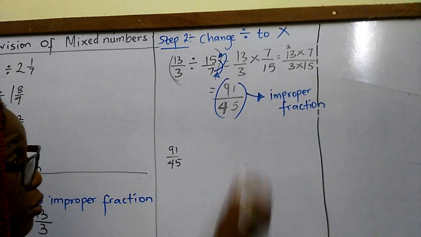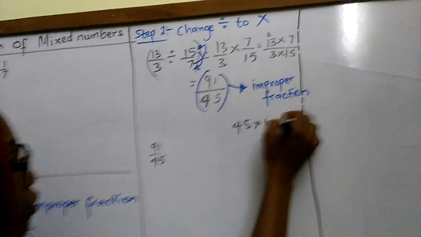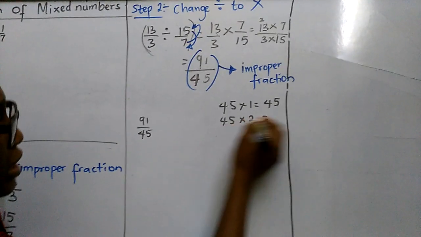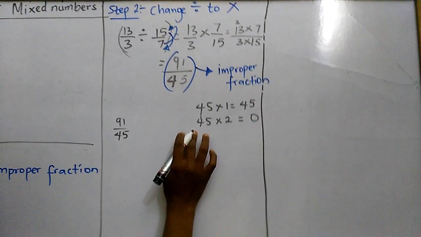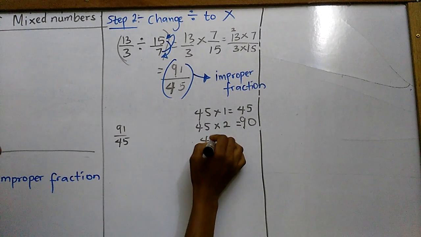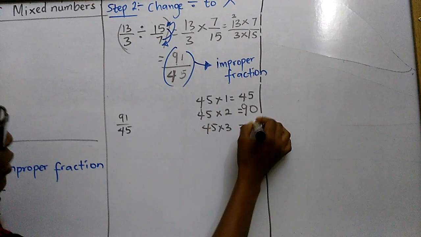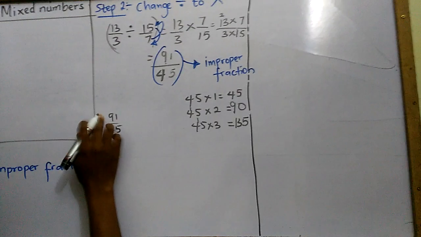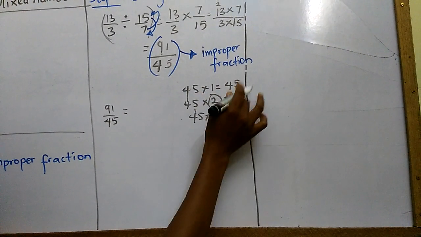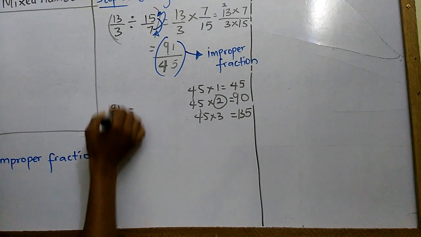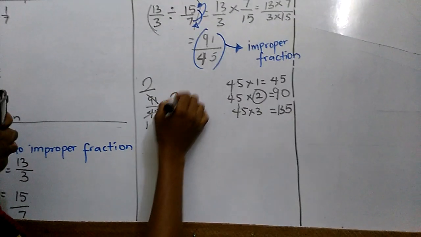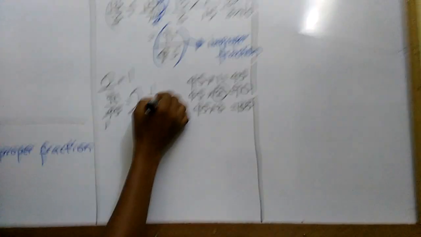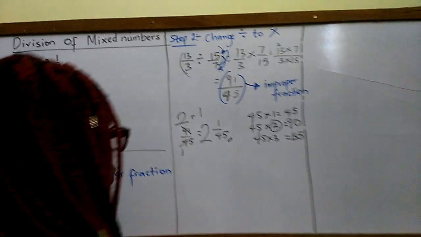You can do your 45 times table. 45 times 1 is 45. 45 times 2: 2 times 5 is 10, 0 carry 1. 2 times 4 is 8 plus 1, 90. 45 times 3: 3 times 5 is 15, carry 1. 3 times 4 is 12 plus 1, 13. Of course, we can find 45 in 91 2 times because 45 times 2 is 90. So 45 in 91 is 2, 2 whole number, remaining 1. This is the remaining 1, 1 over 45. This is our answer: 2 whole number 1 over 45.